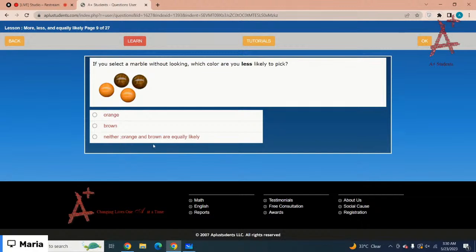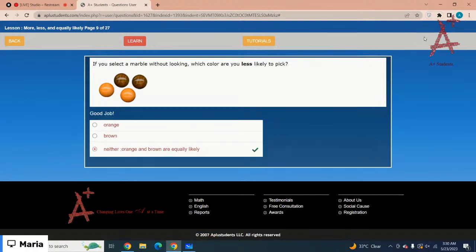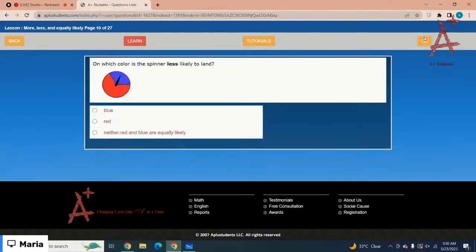Got it? So we have learned two things, equally likely or more likely. More likely means you will land on the one that has more portions, and less likely means you will land on the one that has less portion. Got it?